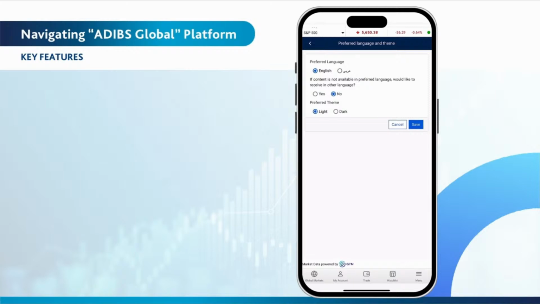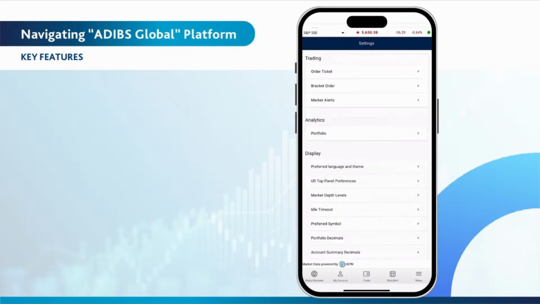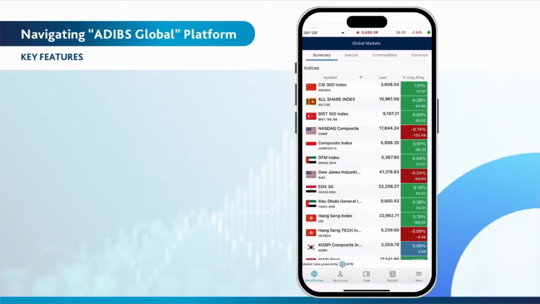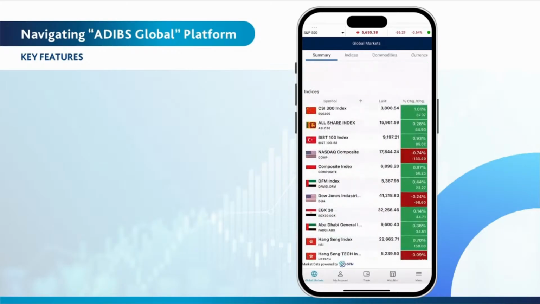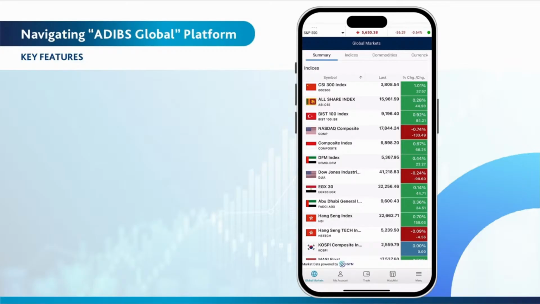If you like it to be dark or light, again, it's to your preference and you could change it. I will leave it the way it is. Now, one more feature here. You go on the bottom left and you could see world markets, global markets, and how they're performing. Again, a good view of what's happening globally.